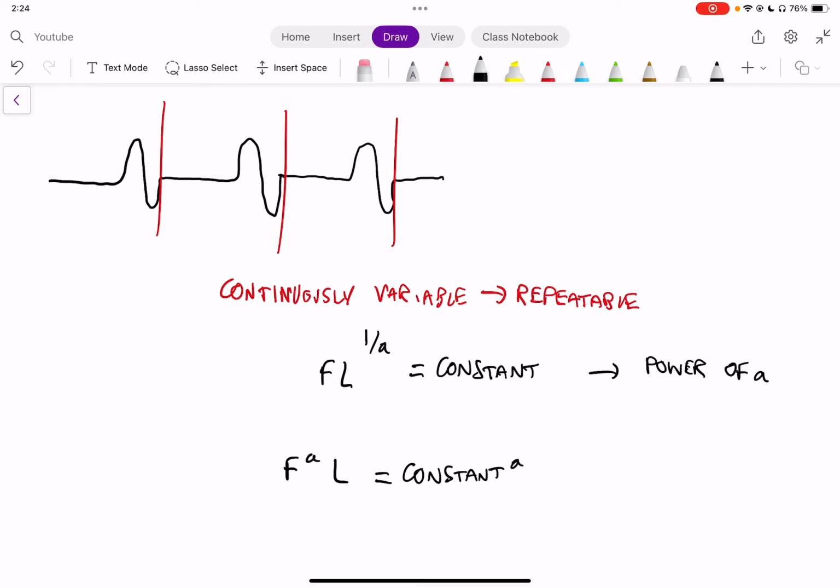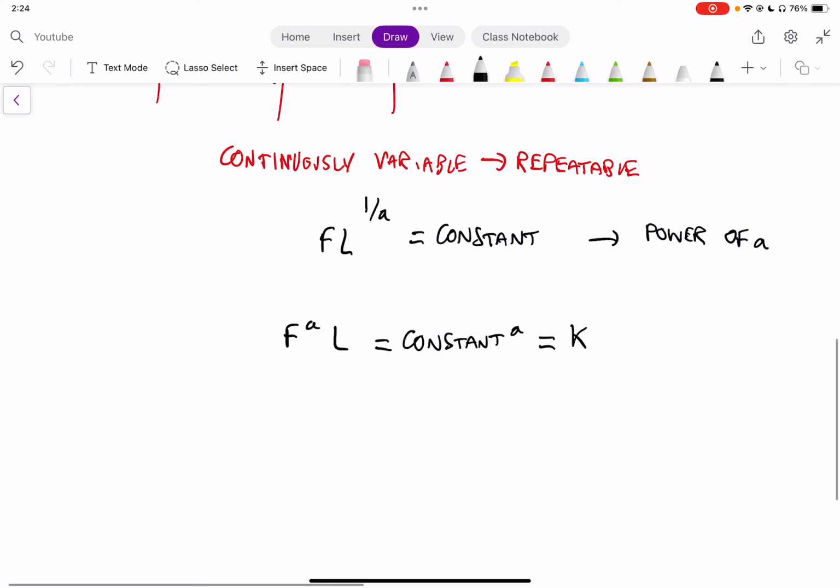Now, a constant to the power of A is just another constant, okay? So we can just call this K, for example, a constant K. Now, we're going to define this constant as damage. So we're going to say that the damage incurred by the bearing is equal to D. Okay, we're going to use D as damage.